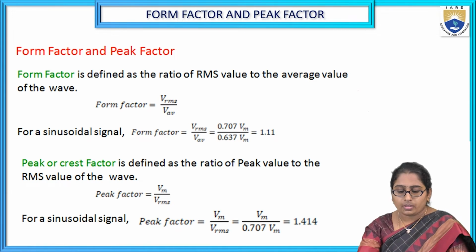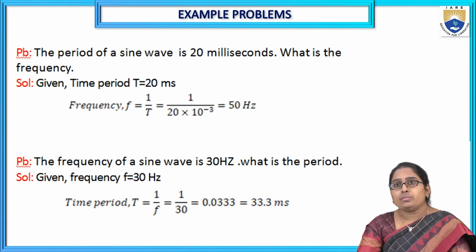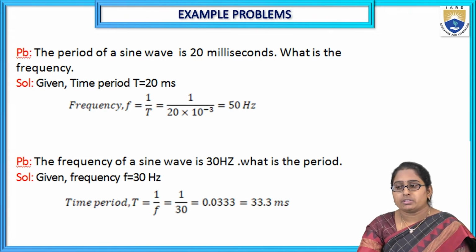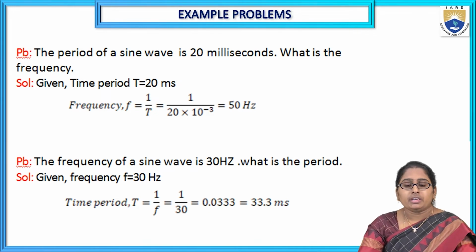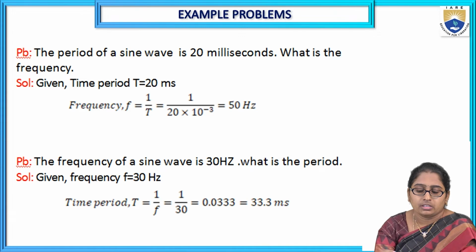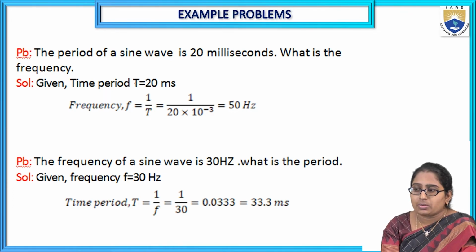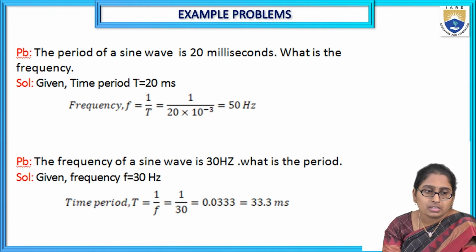Next we have small example problems for a better understanding of the basics of the AC signal. See here, the first one: the period of a sine wave is 20 milliseconds. What is the frequency? Here they have given the time period, which is denoted with capital T. Period or time period, it's the same. For an AC signal, period means time period.